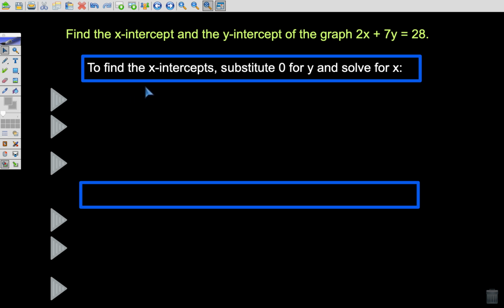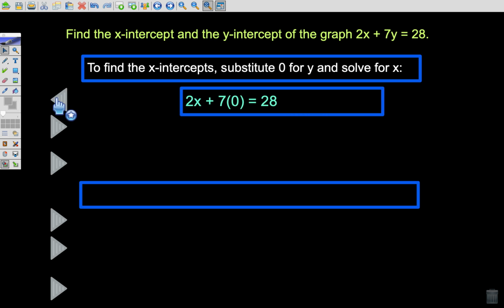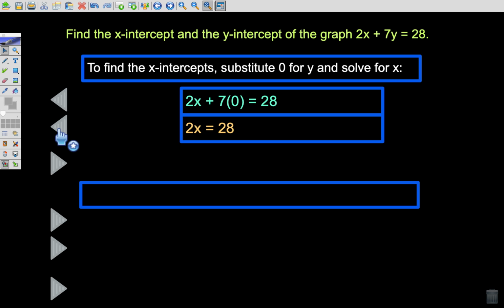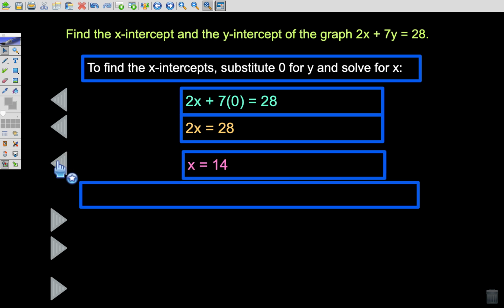So when we are going to find the x-intercept, we substitute 0 for y and we solve for x. So we take our equation, 2x + 7y = 28, and we put 0 in for y. So it's 2x + 7 times 0 = 28. 7 times 0 is 0, so it's just 2x = 28. And when we divide by 2, x is 14. So the point that we get is going to be (14, 0). But the x-intercept is 14, okay?